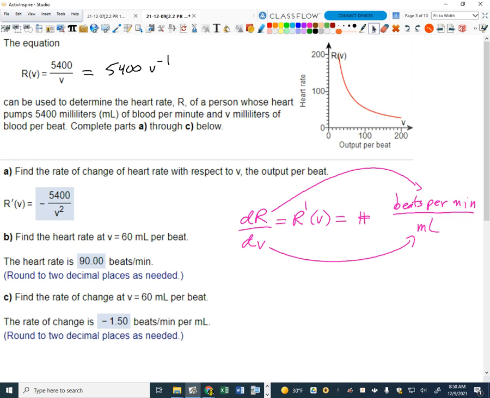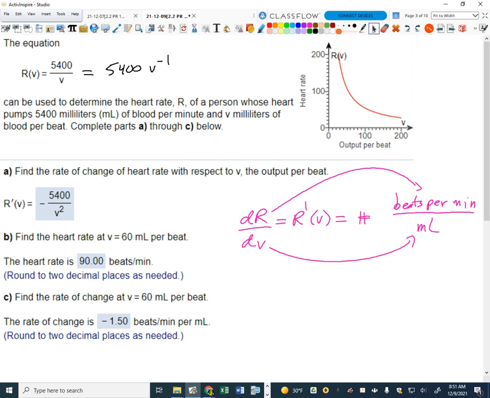Okay, right? Because our rule is, remember, our power rule is we're going to multiply the exponent out front and then subtract 1 from the exponent, right? So we're going to get a negative 5,400 V to the negative 1 minus 1, so V to the negative 2. V to the negative 2 is just 1 over V squared, okay? So there's our rate. That's our derivative function that gives us our rate. And then we can use that to make some predictions.